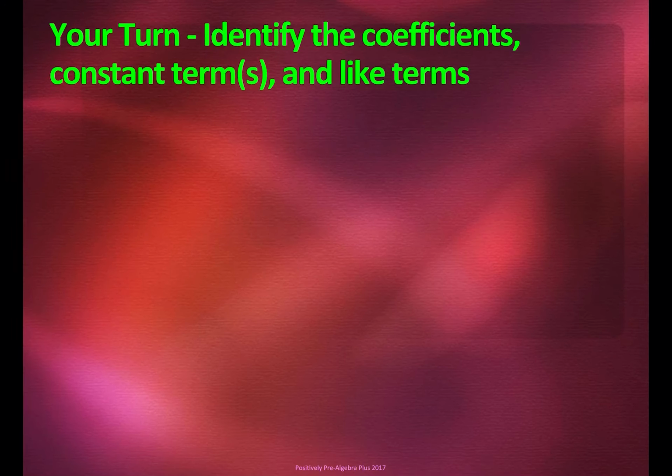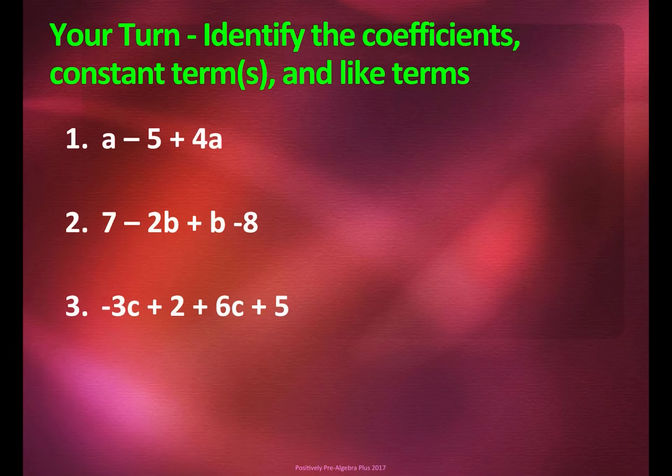Your turn. Identify the coefficients, constant terms, and like terms. So if I have on number 1, a subtract 5 plus 4a, 7, and then on 2, 7 subtract 2b plus b subtract 8, and 3, negative 3c plus 2 plus 6c plus 5.